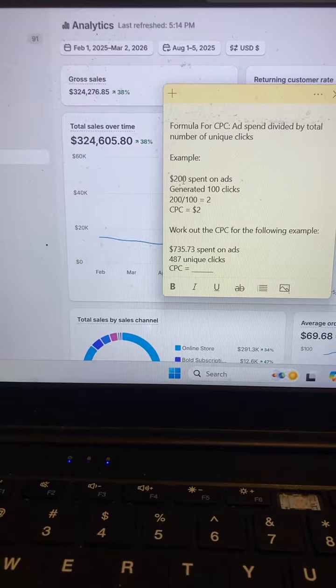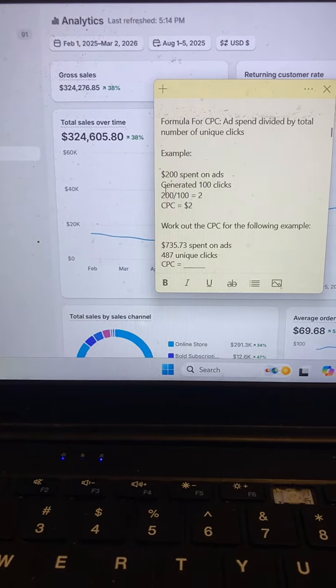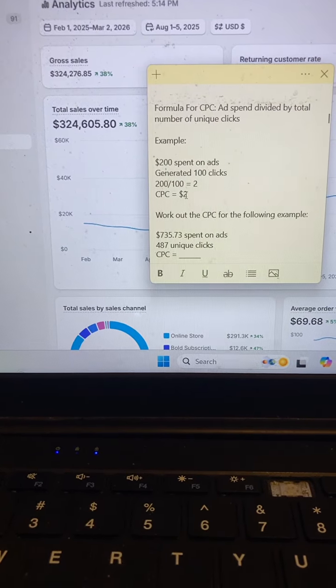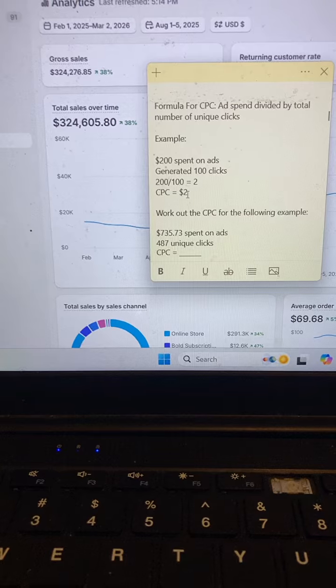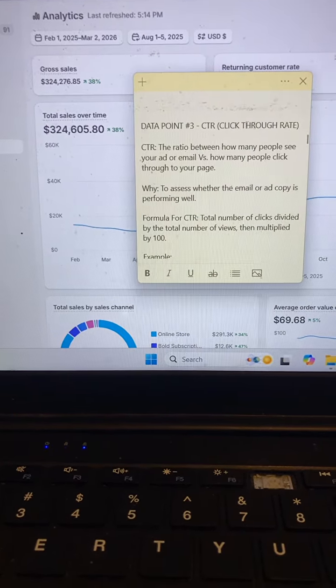So the formula for the cost per click is literally your ad spend divided by the total number of unique clicks. So for example, if you spend $200 on ads, you generated 100 clicks, then 200 divided by 100 will be 2, which means you have a $2 cost per click, which you definitely would want to lower to like 50 cents.